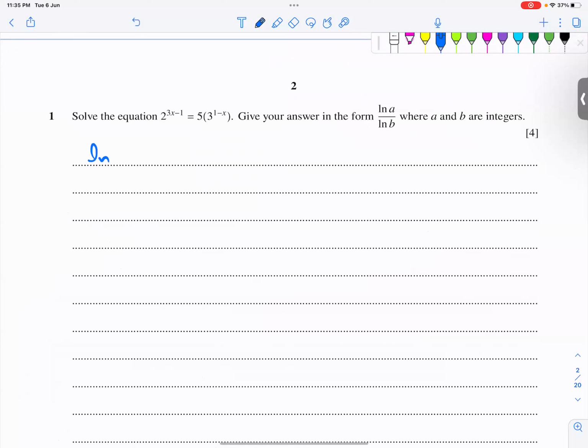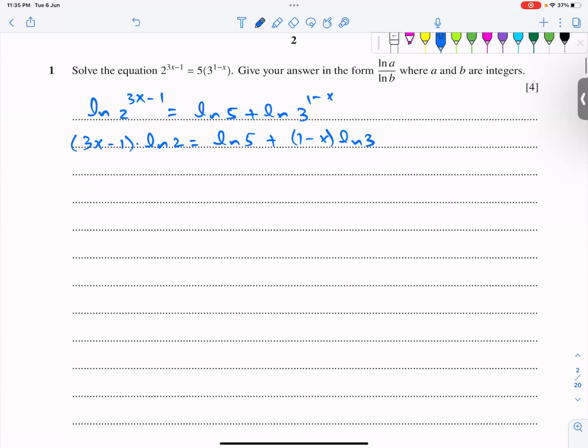Take ln on both sides. Ln of 5 plus ln of 3 to the power 1 minus x. Bring the power back, and then ln of 5 plus 1 minus x into ln of 3. So 3x minus 1 ln of 2 is equal to ln of 5 plus 1 minus x ln of 3. Now combine all the terms involving x.